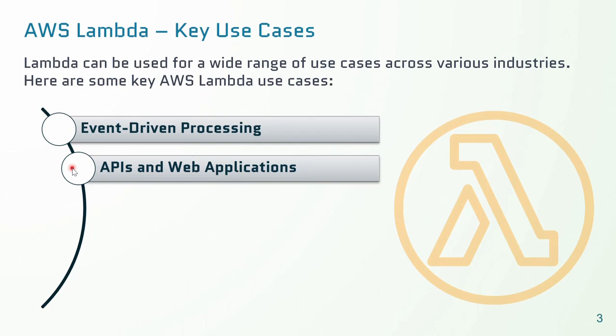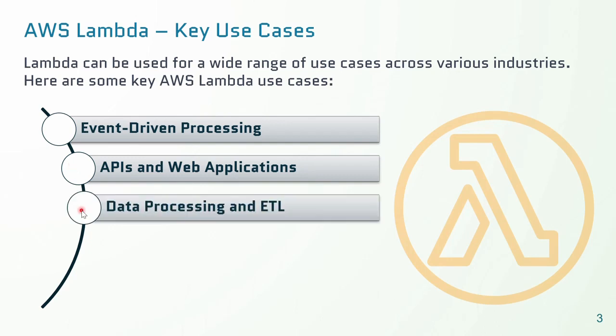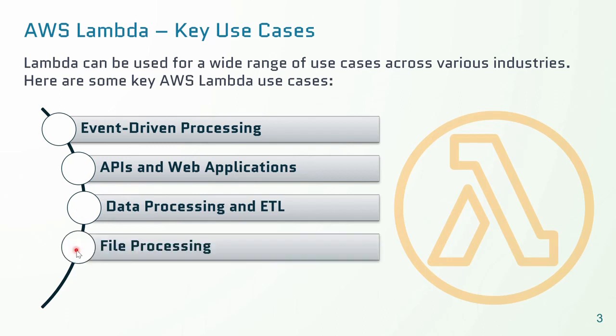APIs and web applications. Lambda is a great choice for building serverless APIs and web applications using services like AWS API Gateway. We can create scalable and cost effective backends for mobile and web applications without managing the infrastructure. Data processing and ETL. Lambda can be used for data extraction, transformation, and loading tasks. For example, we can process and transform data from various sources and load it into data warehouses like Amazon Redshift or S3.